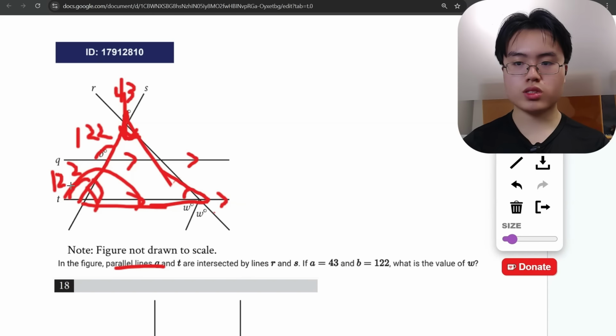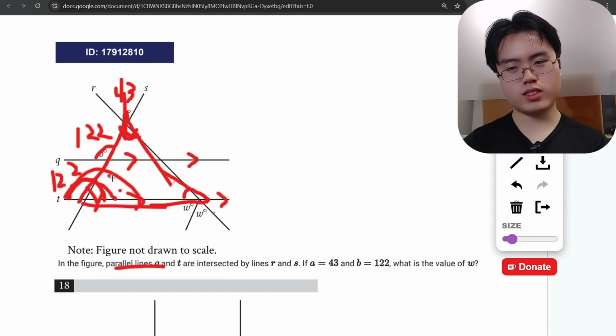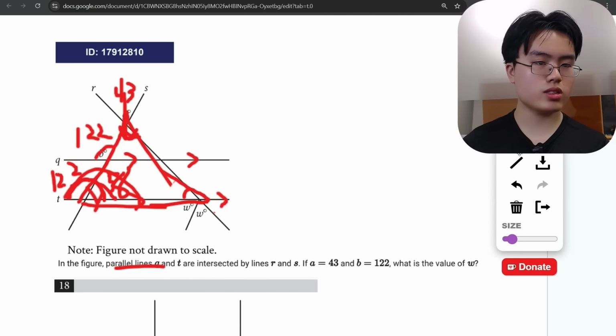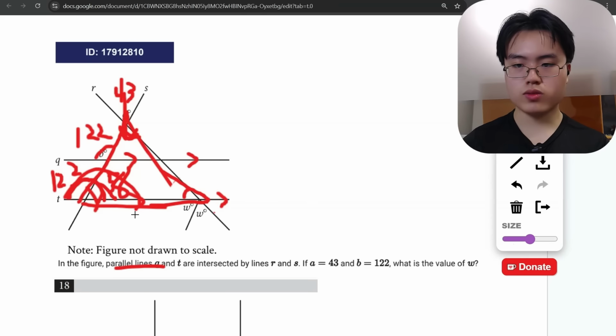So because there's a supplementary, meaning if there are angles on the same line, these 2 angles have to add up to 180. So we can just do 180 minus 122 to get this angle. Which, quick maths, it's 58. I think, yeah, 180 minus 122 is 58.